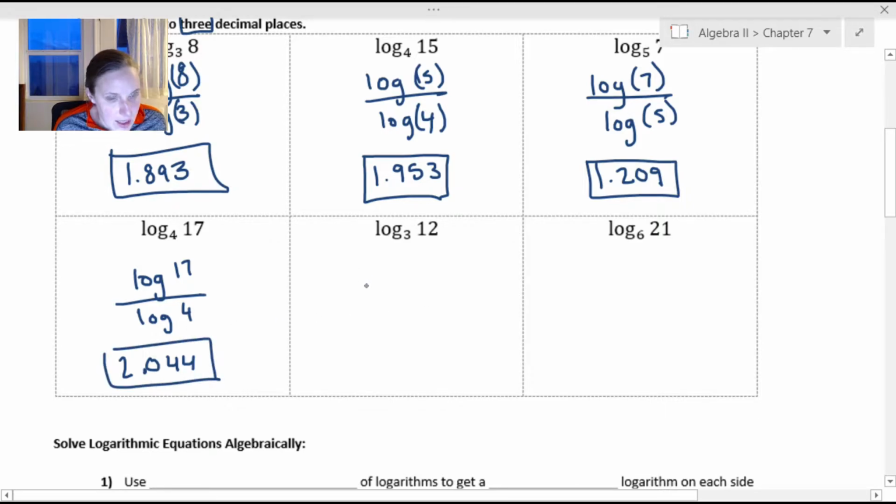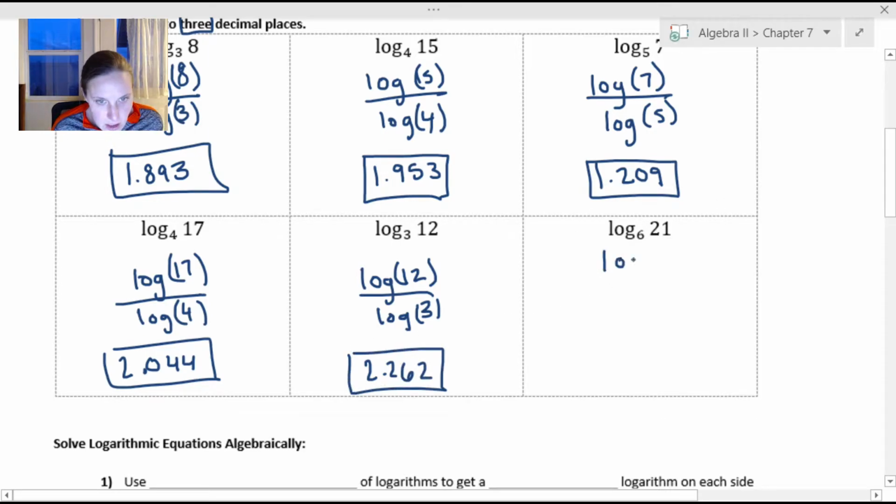Log 12 divided by log 3, with parentheses, because why would I forget parentheses? And that is 2.262.